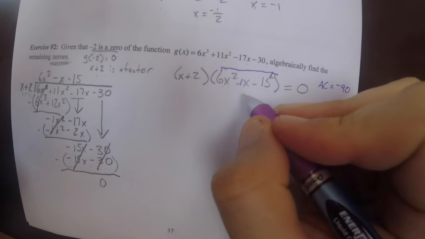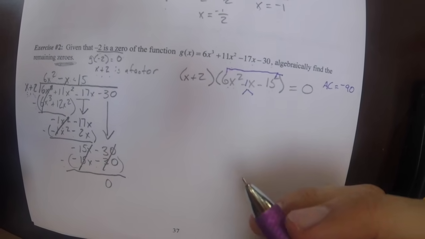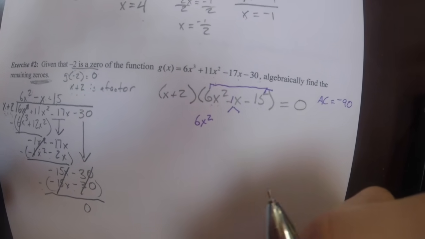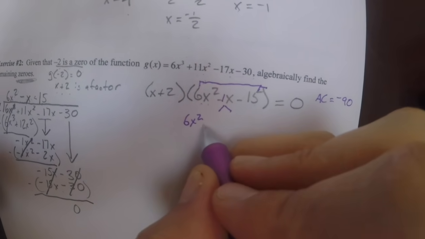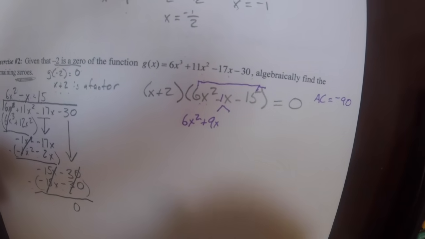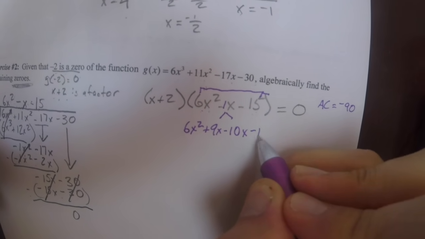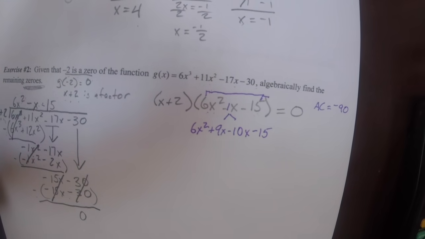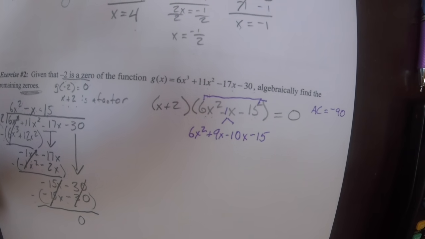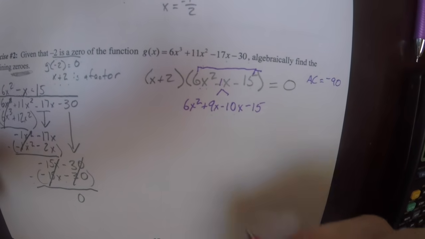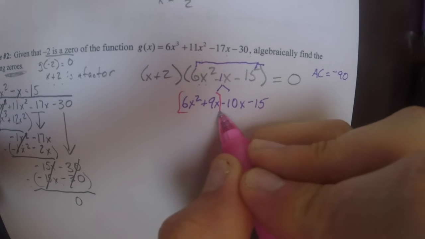Which means I'm breaking this negative 1x into 6x squared plus 9x minus 10x minus 15. Okay. I can do that because if I were to combine like terms here, I get negative 1x. All right, now we're factoring by grouping.